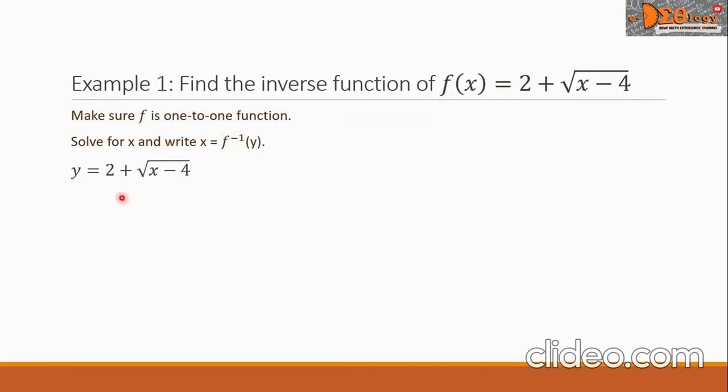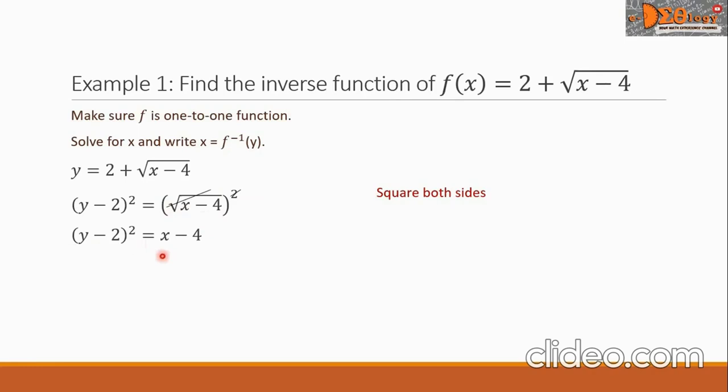The first thing to do is to transpose the number 2 to the other side. So the positive 2 here becomes -2 on the left side. And then we want to remove the radical sign. So we will square both sides of the equation. If we do that, the radical sign and the power 2 cancel each other. Only the x minus 4 comes down here. Of course, the left side is the square of y minus 2.